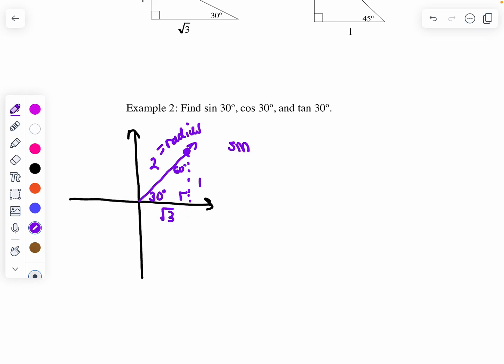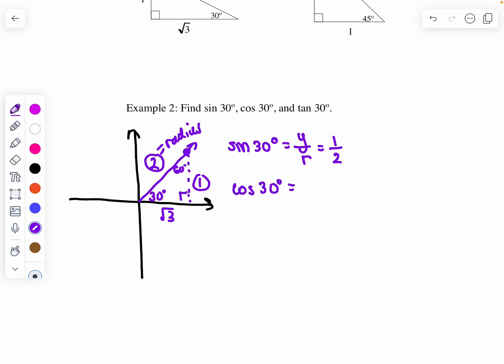Now our relationship has to involve not just the x and y coordinates, but also the radius. You didn't see this in the first example because the radius was 1 and y divided by 1 was y, but sine of 30 is really the y-coordinate divided by the radius, and the y-coordinate over here is 1, divided by the radius of 2. So sine of 30 is a half.